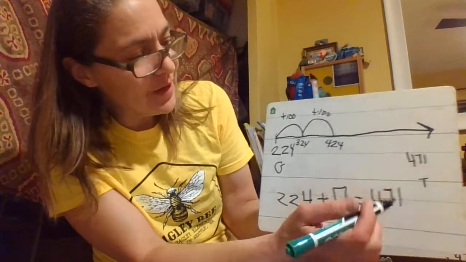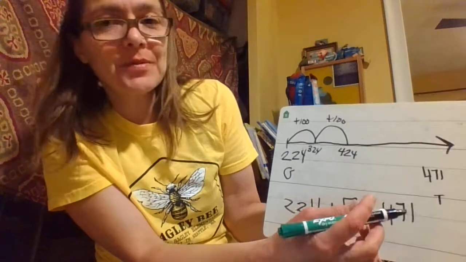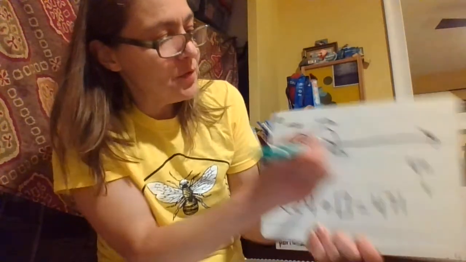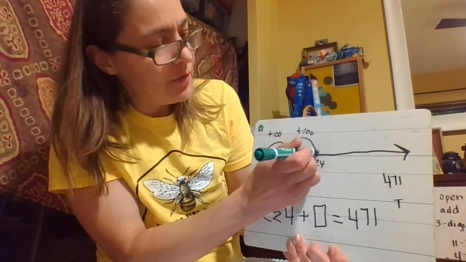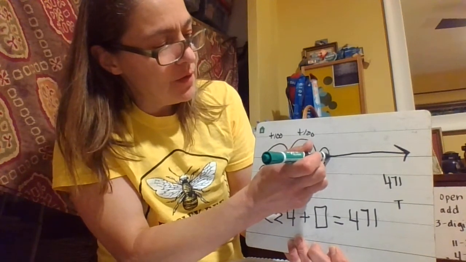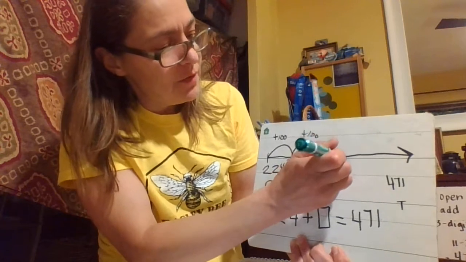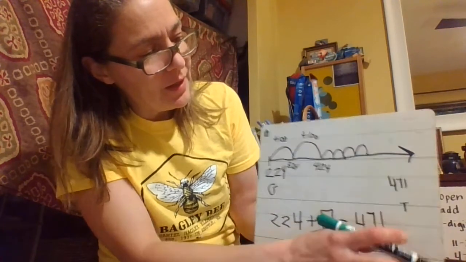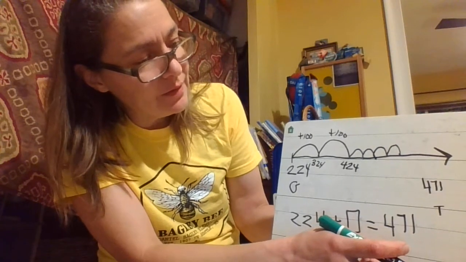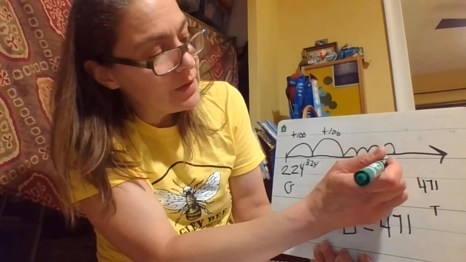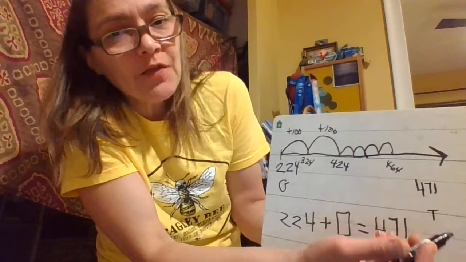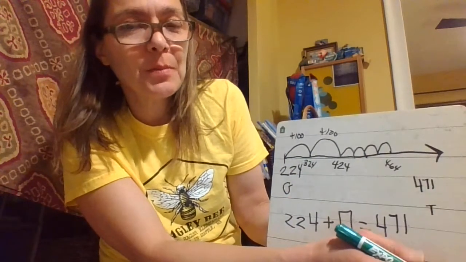And then we're still not there yet. So we have to go up some 10s. So from 424, 434, 444, 454, 464, and then we're done. 464, because if we go to 474, we'll go over the amount.